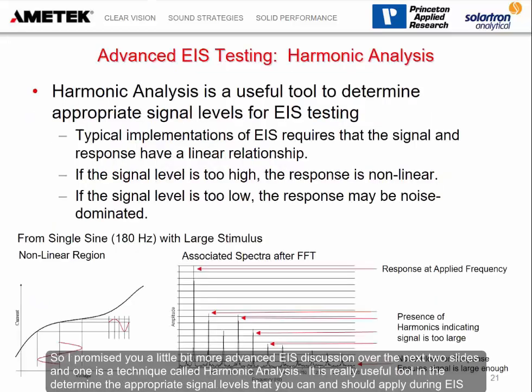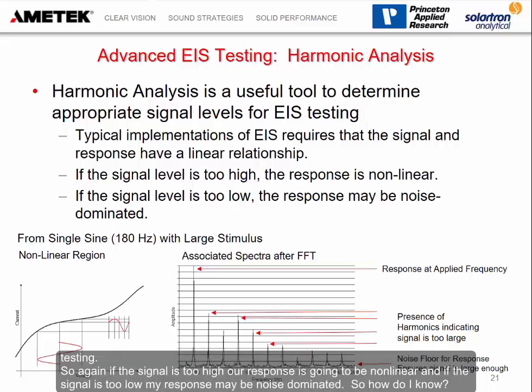So I promise you a little bit more advanced EIS discussion over the next two slides, and one is a technique called harmonic analysis. It's a really useful tool to determine the appropriate signal levels that you can and should apply during EIS testing. Again, if the signal's too high, my response is going to be nonlinear, and if the signal's too low, my response may be noise dominated. So how do I know?